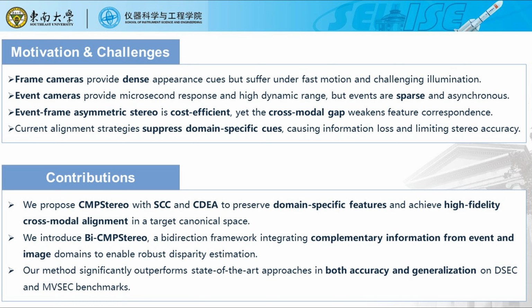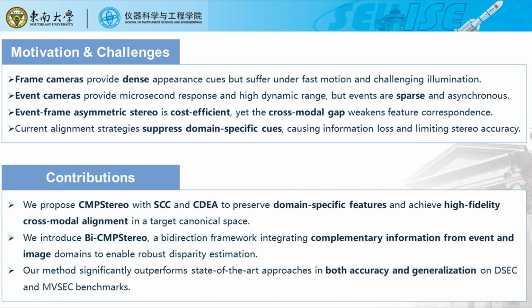First, we propose CIMP stereo, which introduces SCC and CDEA to preserve domain-specific features while achieving high-fidelity cross-modal alignment in a target canonical space. Second, based on this design, we further introduce BI-CIMP stereo, a bidirectional framework that integrates complementary information from both the event and image domains.